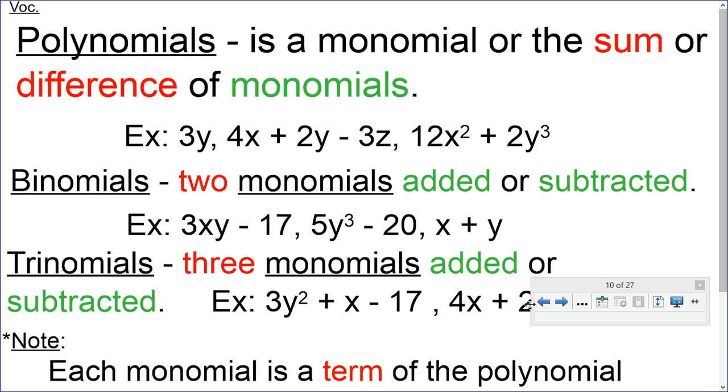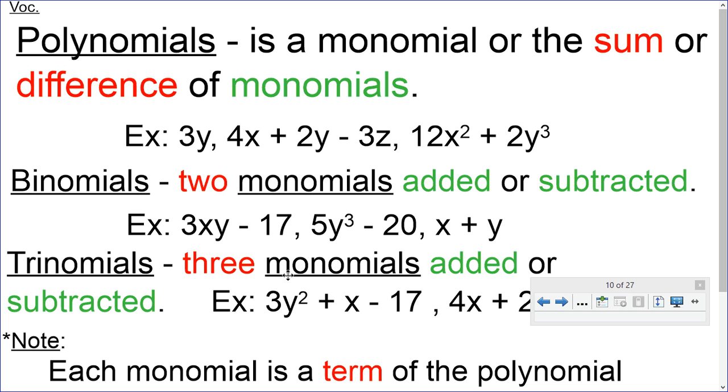A polynomial is a monomial or the sum or difference of monomials. For example, 3y, 4x plus 2y minus 3z, 12x squared plus 2y cubed. Binomials are types of polynomials. They are two monomials added or subtracted. For example, 3xy minus 17, 5y cubed minus 20, or x plus y. Notice those are two terms.